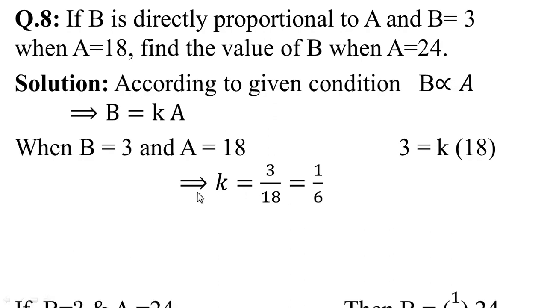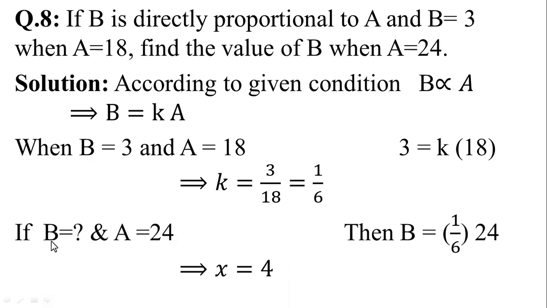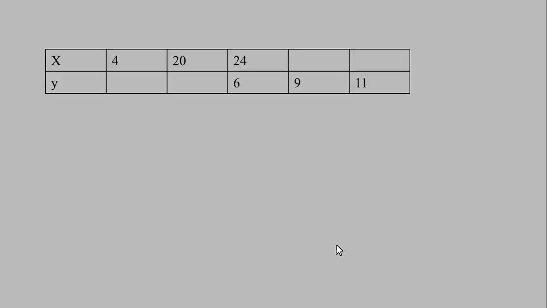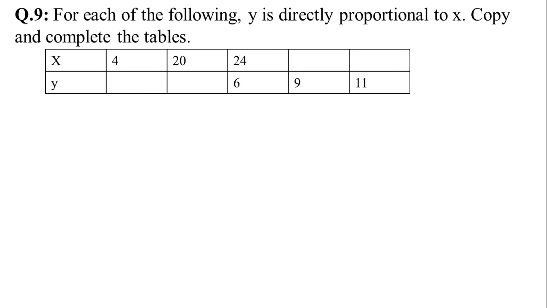Now we will find b, which is the question mark, when a is equal to 24. Putting the values, b is equal to the value of k, 1 upon 6, multiplied by 24. 6 ones are 6 and 6 fours are 24. Simplify this relation, b is equal to 4. Now we will have question number 9.